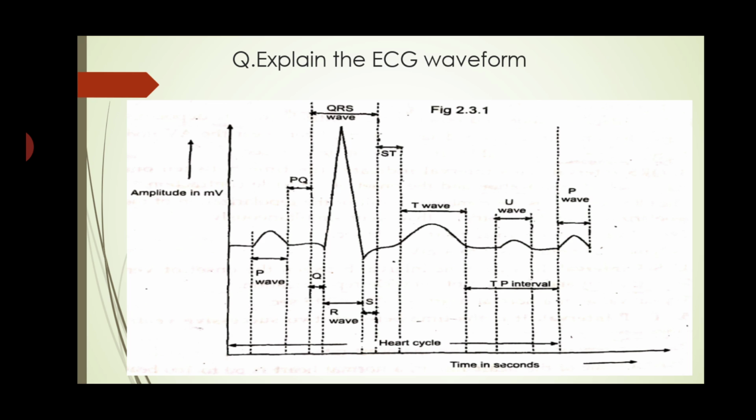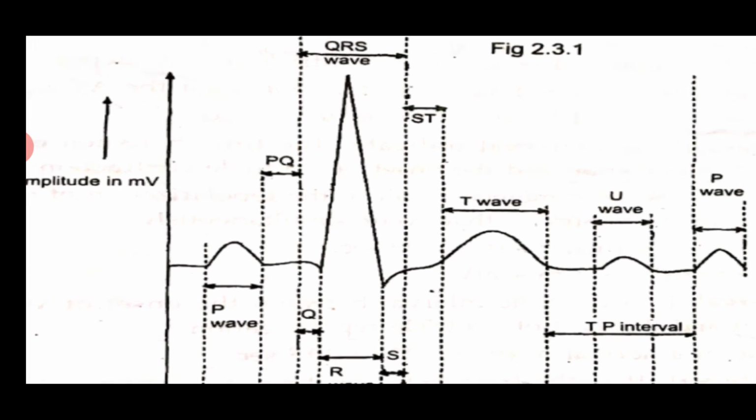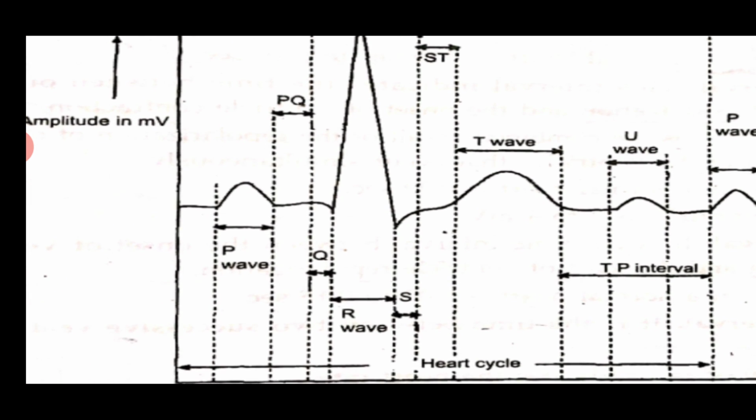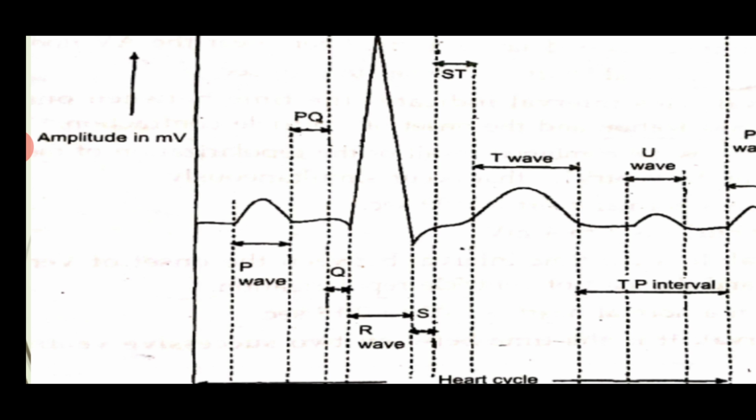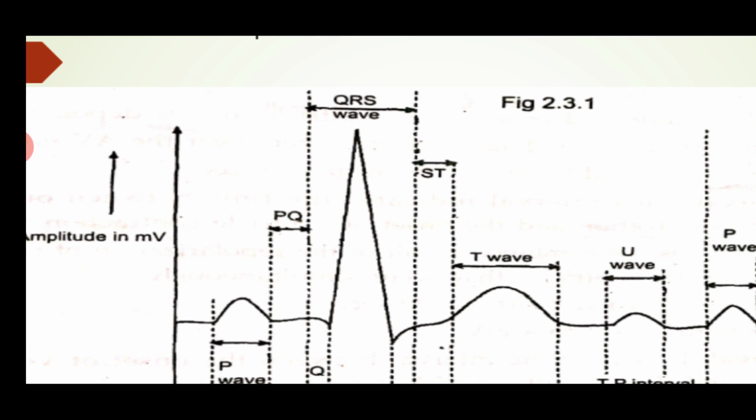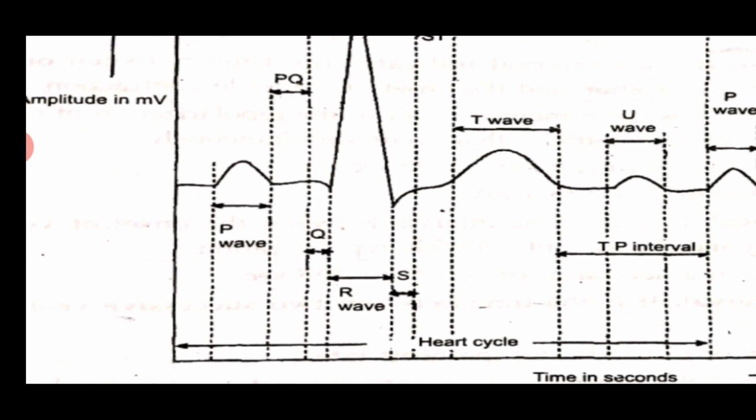Now we will see the explanation of the ECG waveform. This question you get either for 5 marks or 10 marks. This is the diagram for the ECG waveform. In this ECG waveform there are three main waves: the P wave, the QRS wave and the T wave.